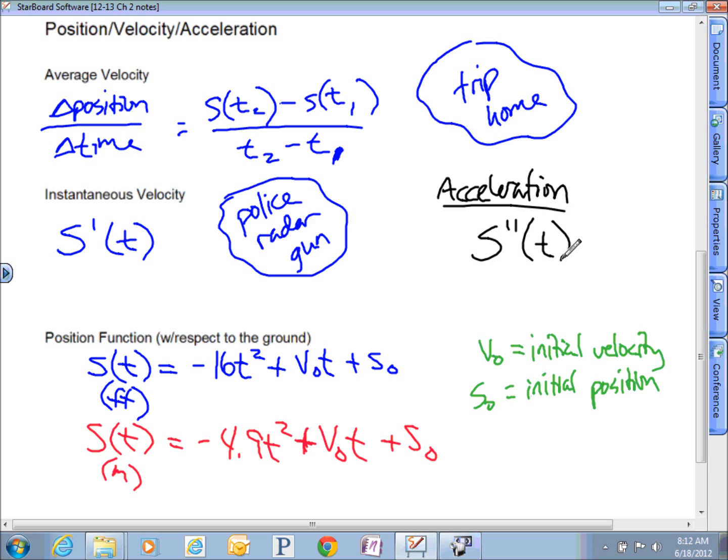So whatever that is, some things that you might be getting used to then. Acceleration is either s double prime of t, or we would call it v prime of t if we were playing around with it. So, all right, let's put this in practice.